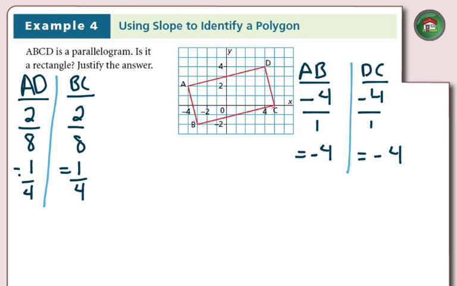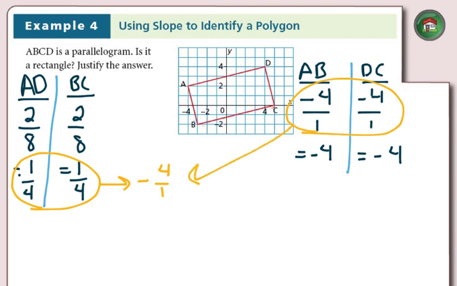Knowing what we know about perpendicular lines and their slope, perpendicular lines have negative reciprocal slopes. So we have 1/4 for the long sides. The negative reciprocal of that will be -4/1, which is in fact what the 2 short sides have as slopes.